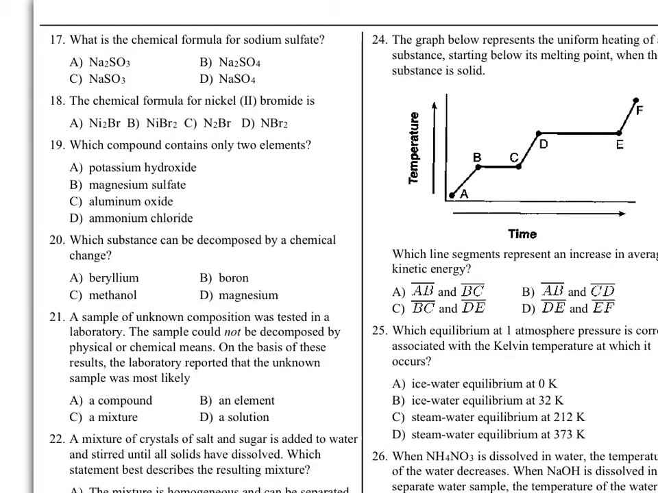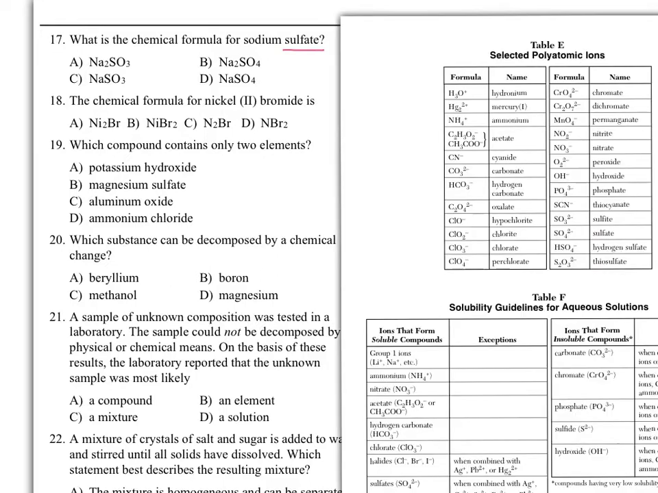Question number 17 asks for the chemical formula of sodium sulfate. Now notice that sulfate ends in "ate" and it doesn't end in "ide." Whenever we have a chemical formula that does not end in "ide," that indicates the presence of a polyatomic ion. Polyatomic ions are found on reference table E. On table E we find sulfate, and the formula for sulfate is SO4 with an oxidation state of -2.